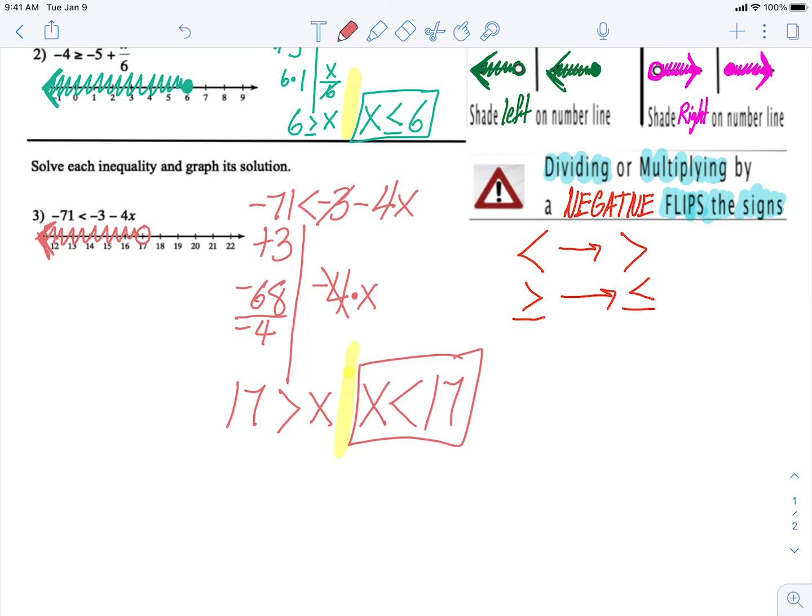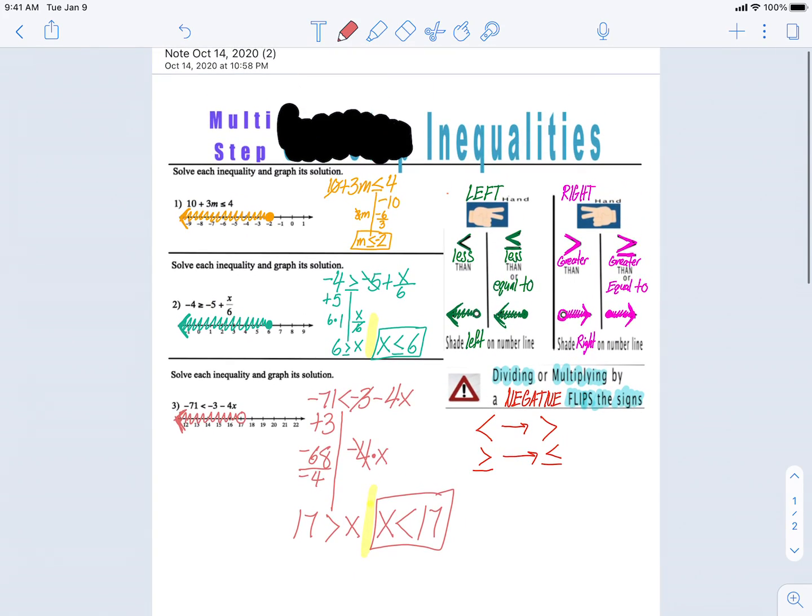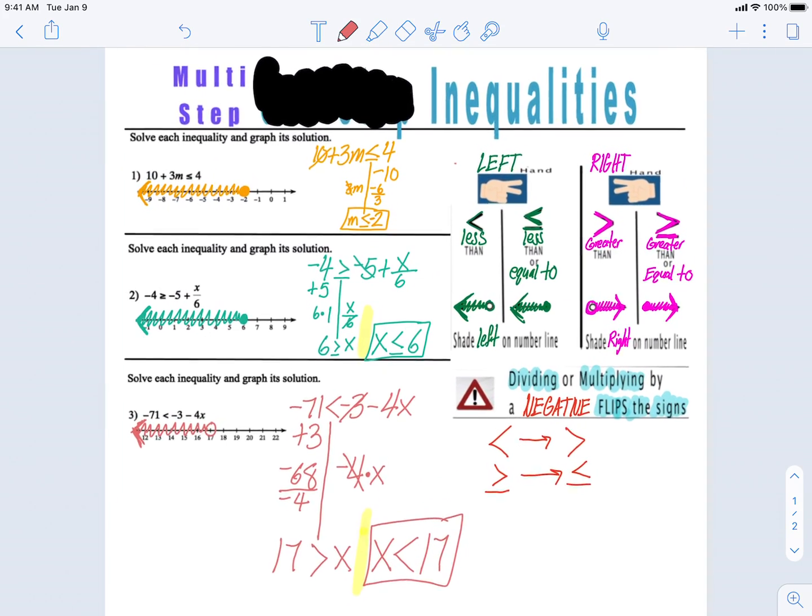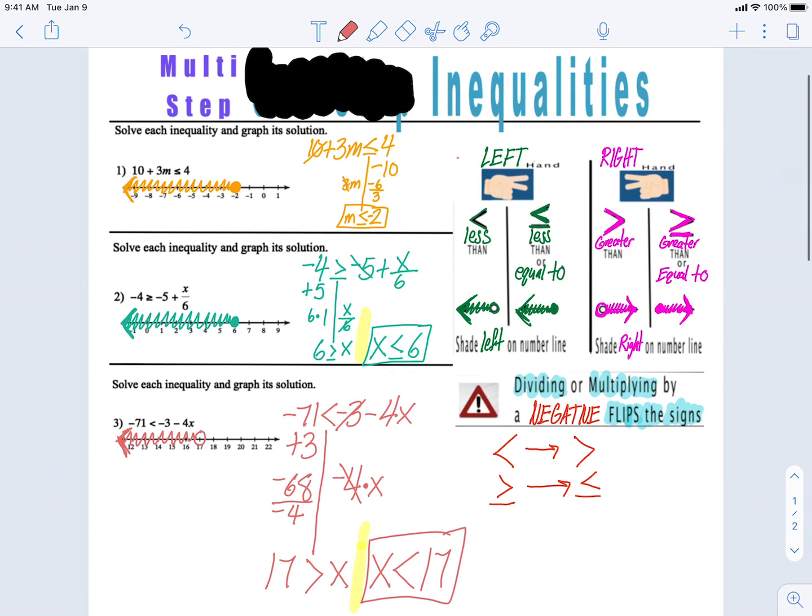And that is my solution for those three. And those are my notes for multi-step inequalities.